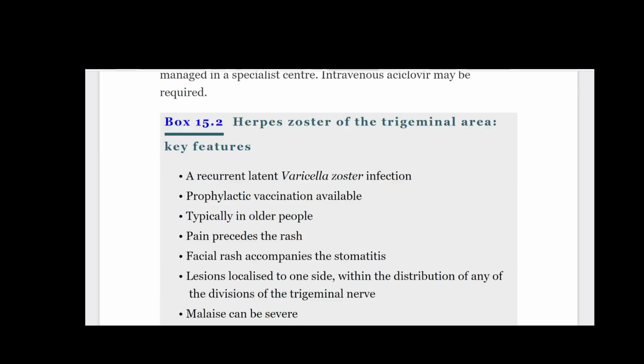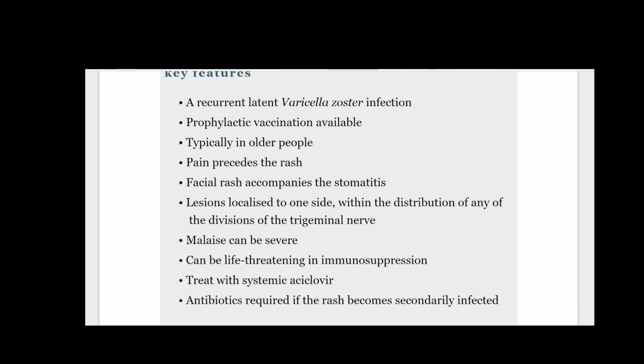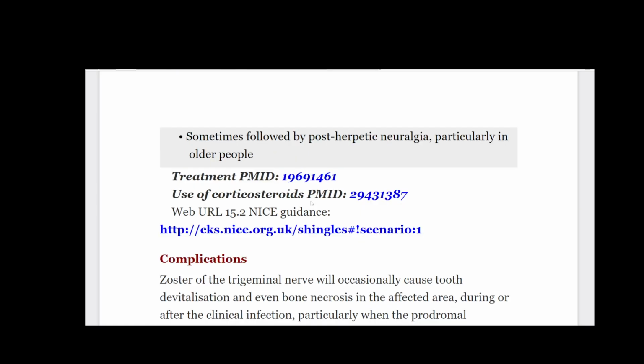Herpes zoster is a recurrent latent varicella zoster infection, with prophylactic vaccination available, typically in older people. Pain precedes the rash, and a facial rash accompanies the stomatitis, with lesions localized to one side within the distribution of any of the divisions of the trigeminal nerve. Malaise can be severe and can be life-threatening in immunosuppression. Treat with systemic acyclovir; antibiotics are required if the rash becomes secondarily infected. It is sometimes followed by post-herpetic neuralgia, particularly in older people.